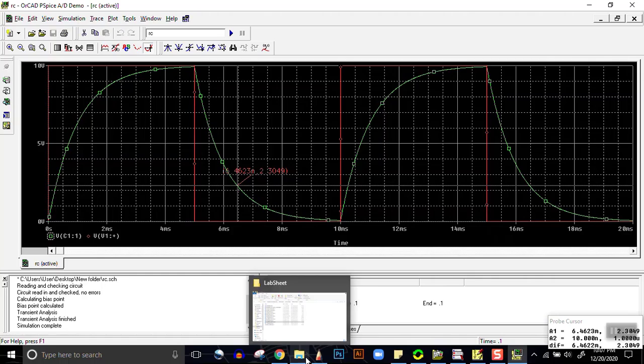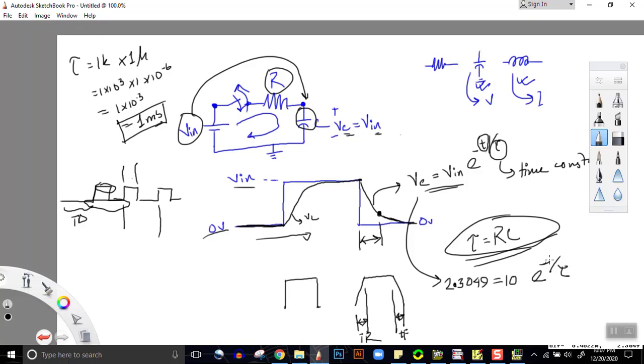So the value of t over here would be 6.4623 minus 5, whole into 10 to the power minus 3, because it's in milli. If you modify it, divide this by 10 and take ln and find the value of tau, you will find that tau is almost equal to 1 millisecond. Not exactly equal, it's almost equal to 1 millisecond. So this is your experiment.